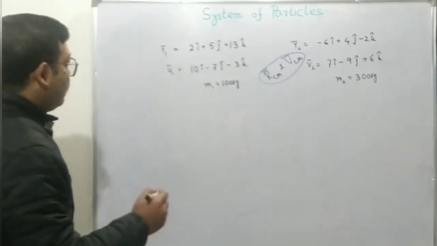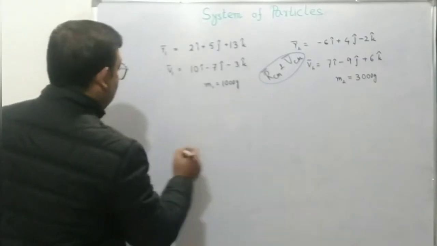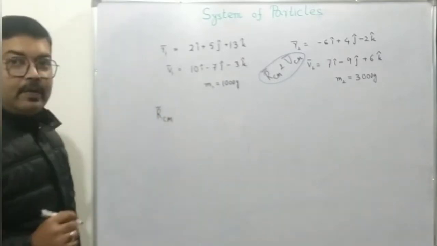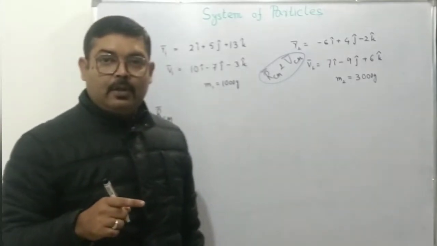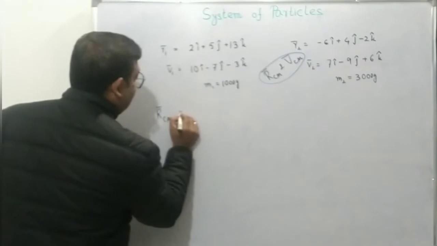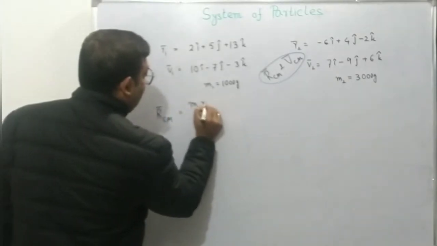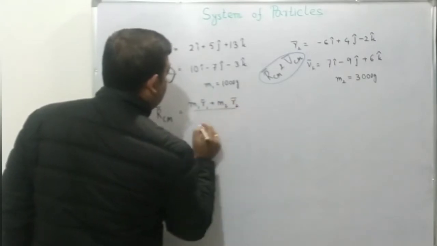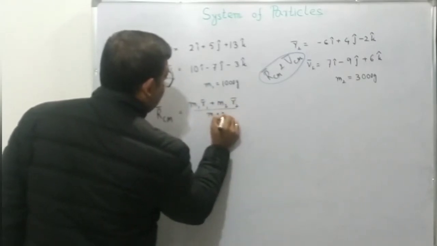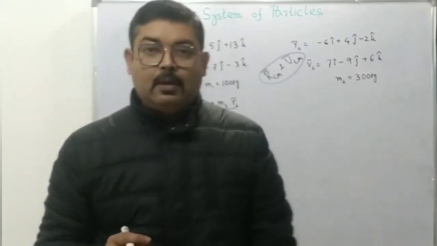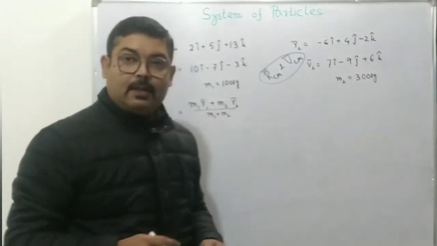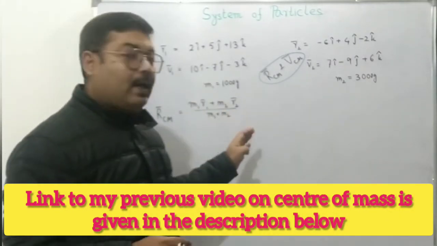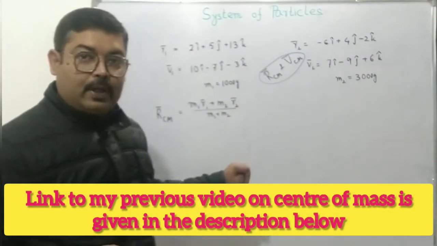To do that, first let's see RCM, the position vector of the center of mass. By definition, we know that it is m1 r1 plus m2 r2 divided by m1 plus m2, right? This has been discussed in detail in my previous video. If you haven't seen that video, the link is given in the description below. You may please refer to that.